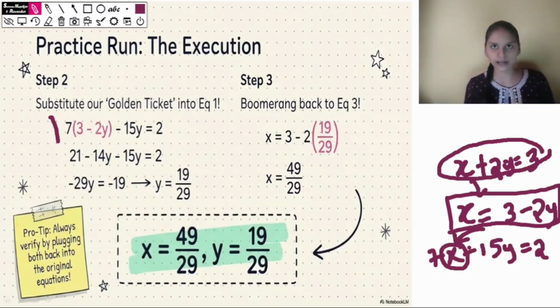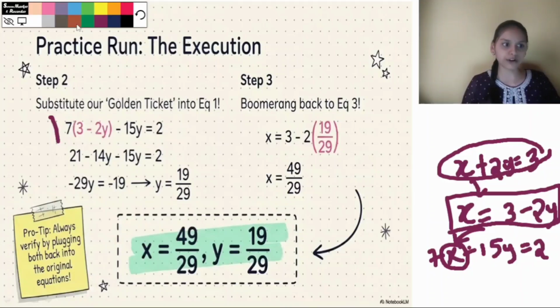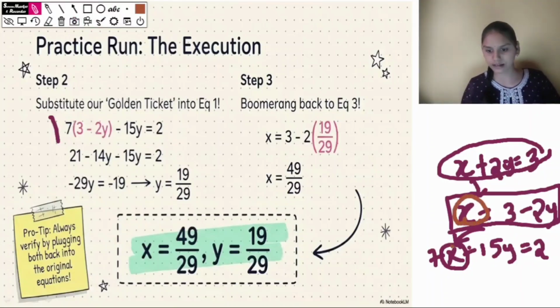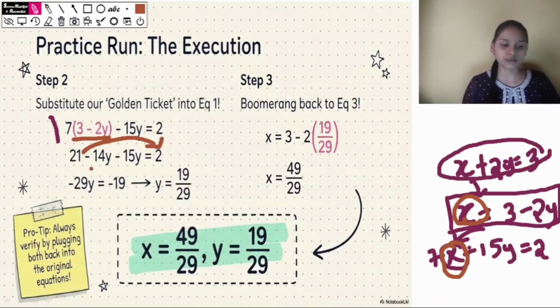x is equal to 3 minus 2y. So 3 minus 2y we are going to substitute here, because here also there is x, isn't it? So we are going to substitute this x with this. Understanding? We have substituted this, and then start solving. 7 into 3 is 21, and 7 2s are 14. Then send 21 to this side, and minus 14 and minus 15 will give you minus 29y, and 2 minus 21 will give you minus 19. So y is 19 by 29. What is your y? y is 19 by 29.